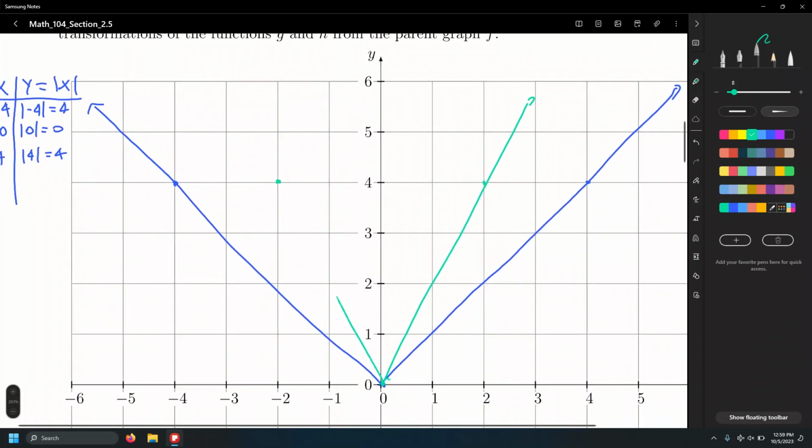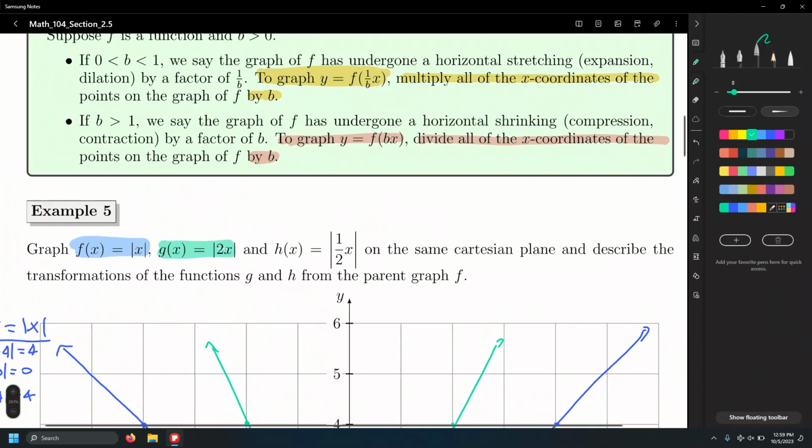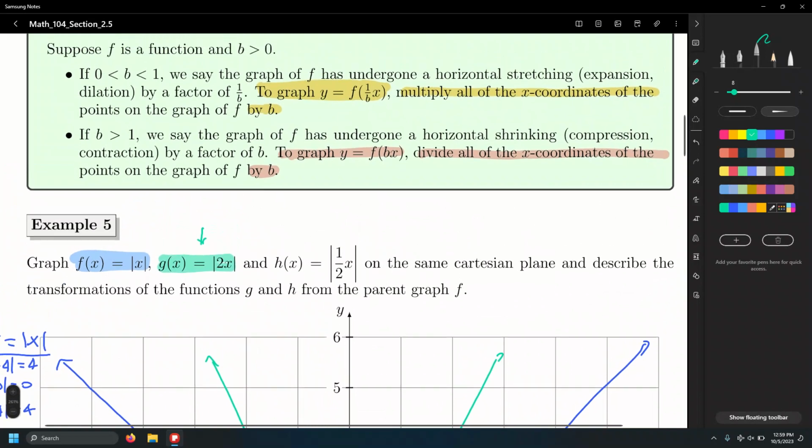Doesn't that graph look horizontally scaled, not stretched, but compressed? Let's look at the form of the function. Horizontally, it shrank, or compressed, or contracted, so compressed, which is what we did in the second part of the process.